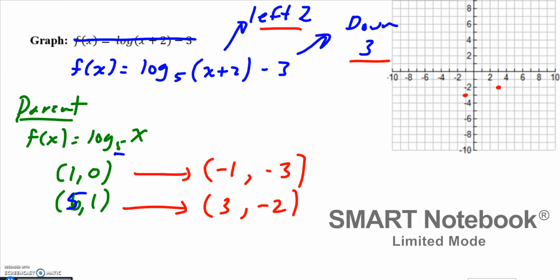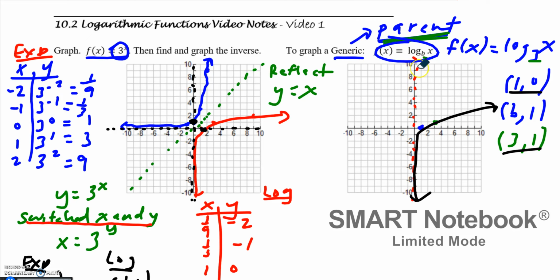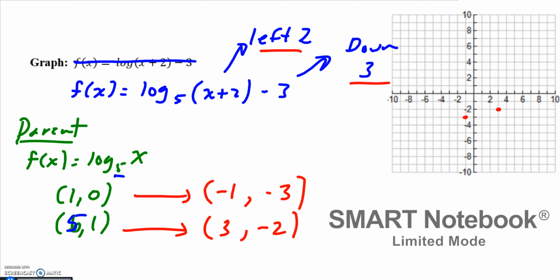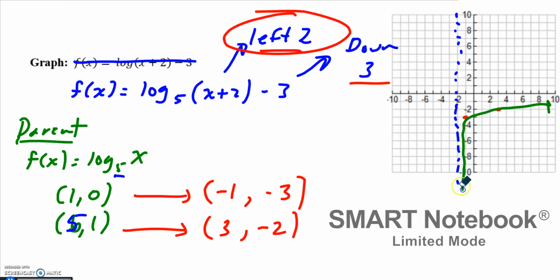And then I'd also have to think about the vertical asymptote. In the original parent function, the vertical asymptote is on 0, 0. However, this graph shifted left 2, so this line is going to shift left 2 as well. So I hope it makes sense to you that the vertical asymptote would be moving from the y-axis over 2, which means that my graph would look something along the lines of this. And I know that's not perfect, but it gives you at least a good sketch, and it looks like the inverse of an exponential function.